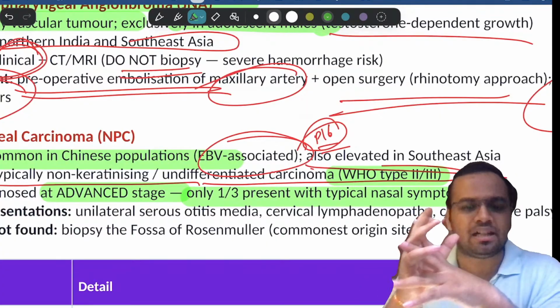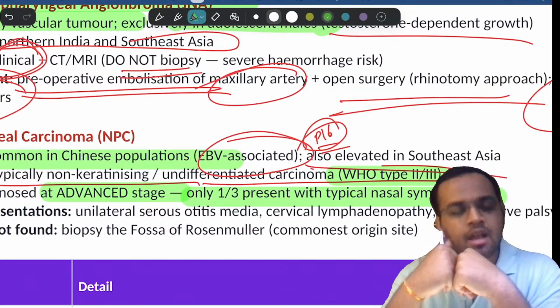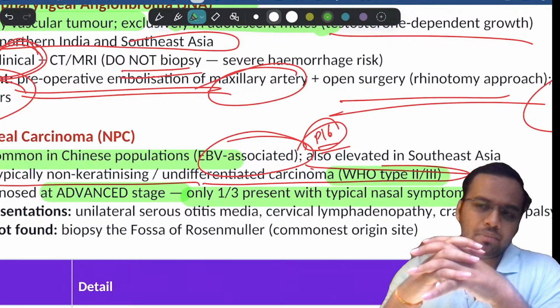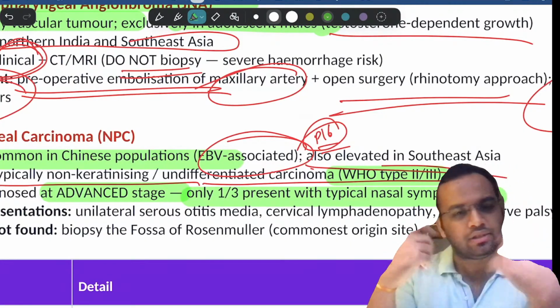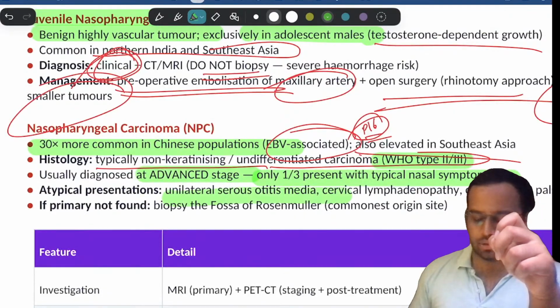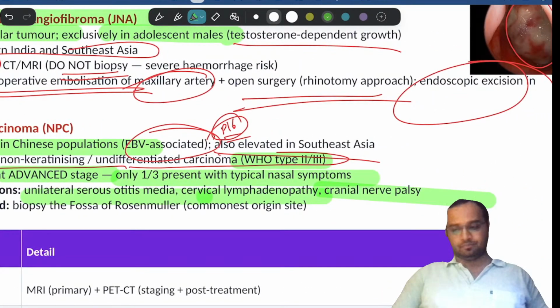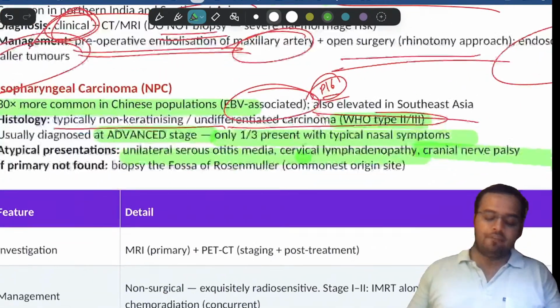Most patients don't present with any symptoms. What are the nasal symptoms? They are going to develop serous otitis media. Most of the patients are not going to have any symptoms, but when they are going to present with symptoms, it is already going to be an advanced lesion. And whenever you are going to have a unilateral serous otitis media or cervical lymphadenopathy or a cranial nerve palsy, think about nasopharyngeal malignancy. Very much important.